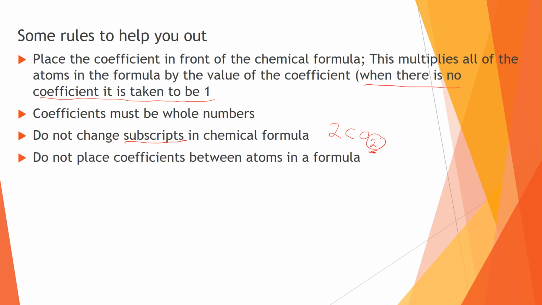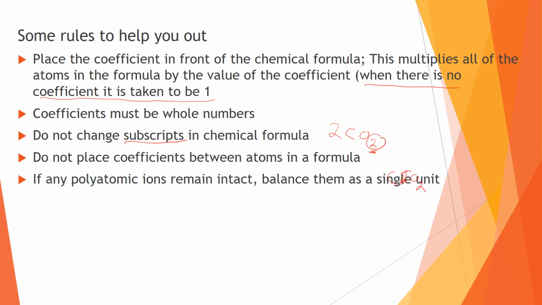Don't place coefficients between atoms in a formula. So for example, don't put a 2 here if I need to just multiply my oxygens. We can't put numbers in the middle of our chemical formulas. If there are polyatomic ions on both sides, you balance them as if they're a single unit, and I'll get to that more later when we try the examples.